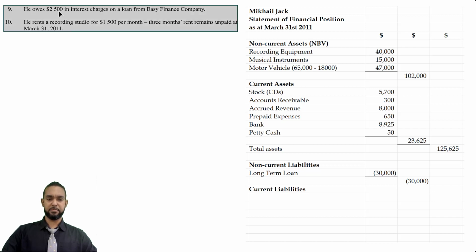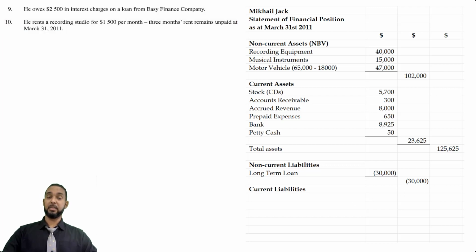Item 9, he owes 2,500 in interest charges on a loan from Easy Finance Company. So that's accrued interest. And he also rents a recording studio for 1,500 per month. 3 months rent remained unpaid at March 31st, 2011. So 1,500 per month and 3 months rent is accrued. So 1,500 by 3 is 4,500. So he has 2 sets of accrued expenses, one for 2,500, one for 4,500, 1,500 by 3.